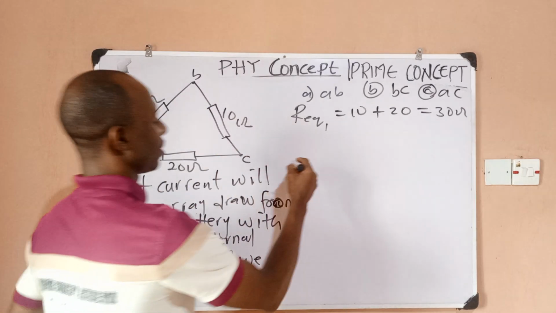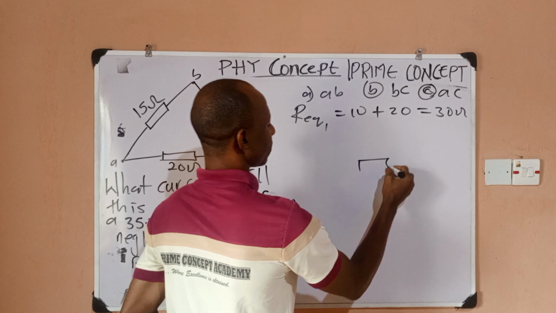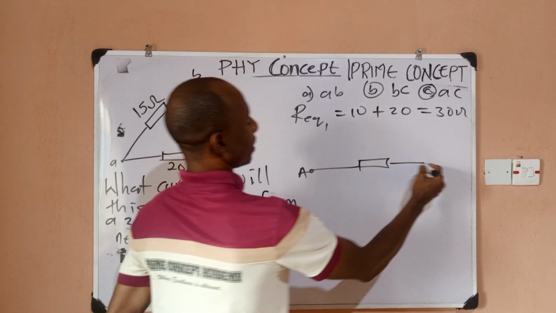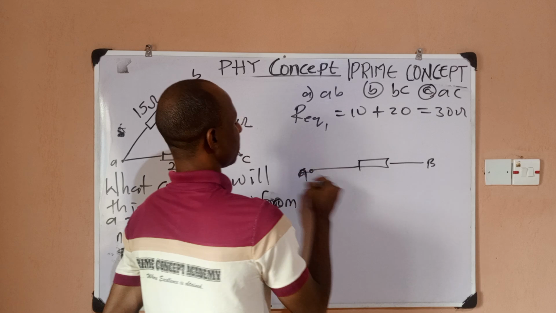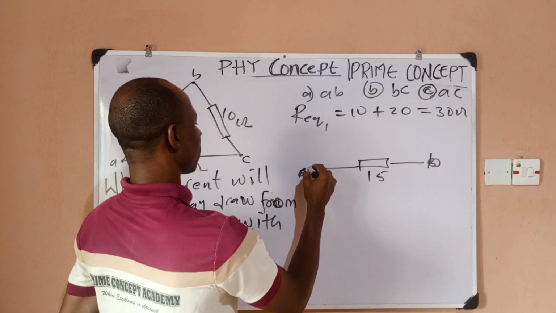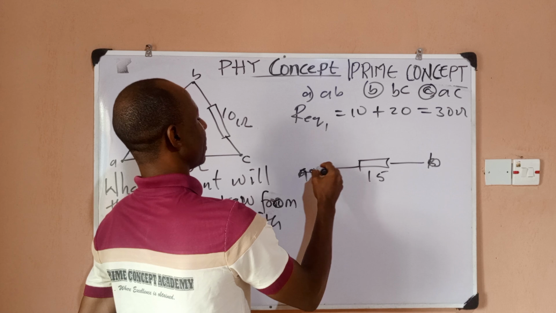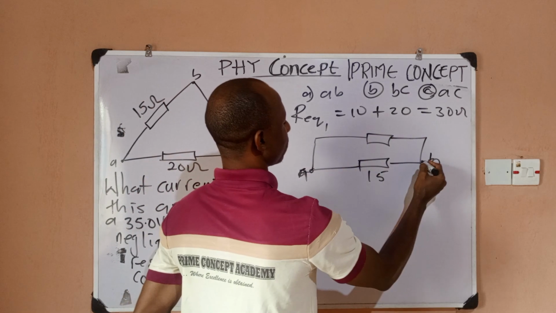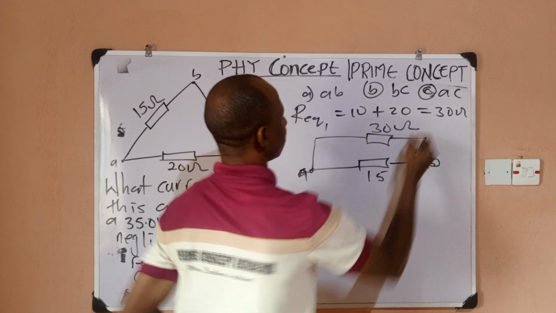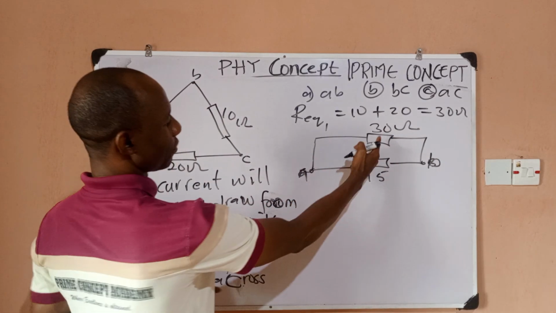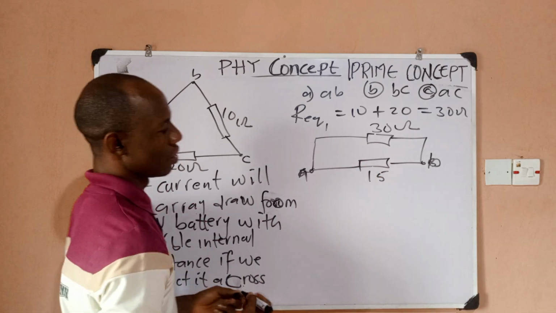Now, let me quickly draw that. So this is our 15 ohms. This is terminal A, and this terminal A, and this terminal B. These are 15 ohms, so it's going to be in parallel with our 30 ohms. So this is what we then have. These are 30 ohms, and we want to find the current that will flow through. First, we have to resolve these two in parallel.